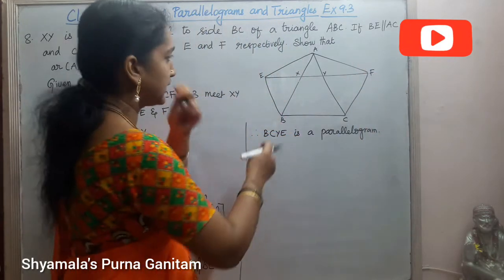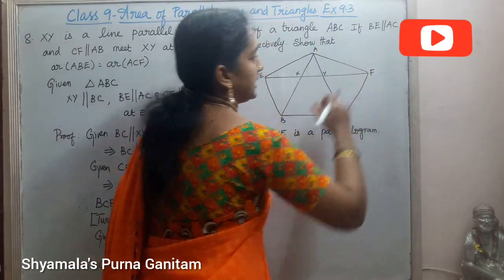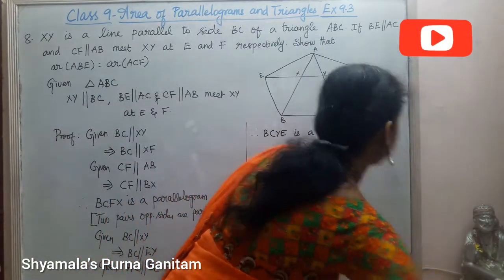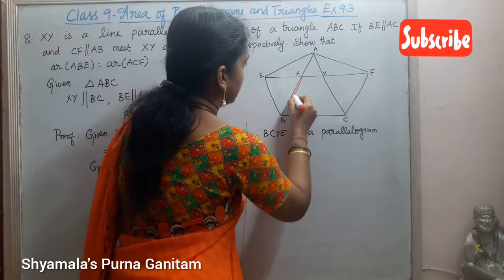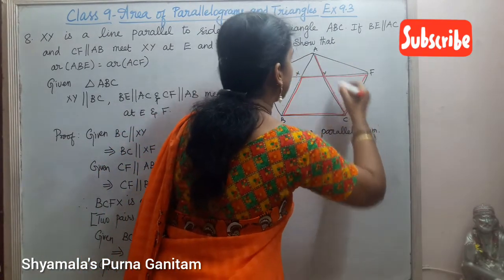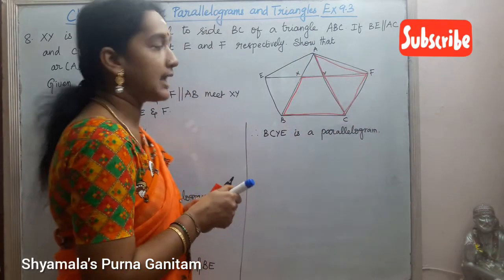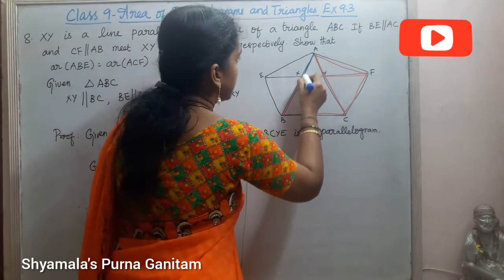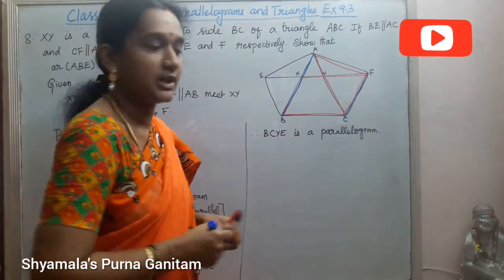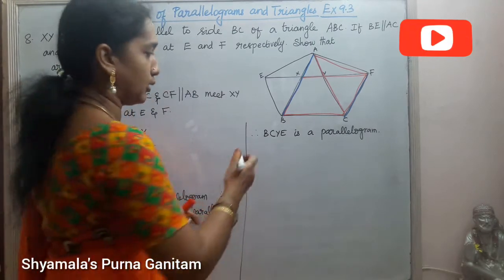So now we will take BCFX, a parallelogram, and ACF. These two things we will take. One is the parallelogram and the other one is the triangle. So these two shapes are between the same parallels AB and CF. So we know that the area of a triangle is equal to half the area of a parallelogram.